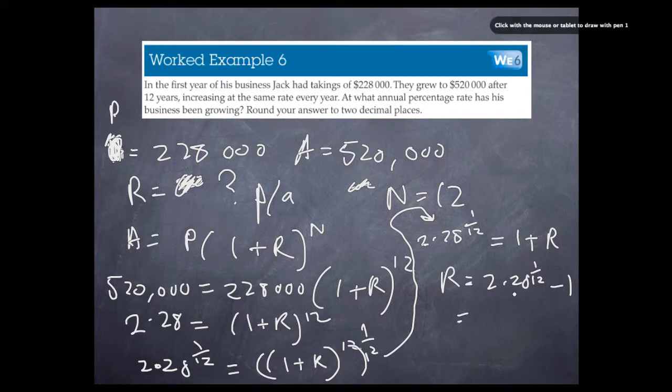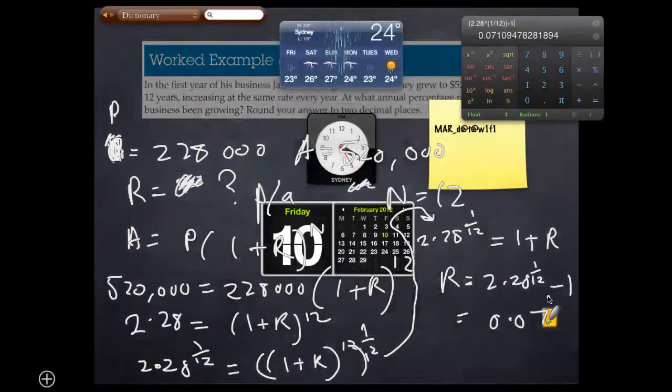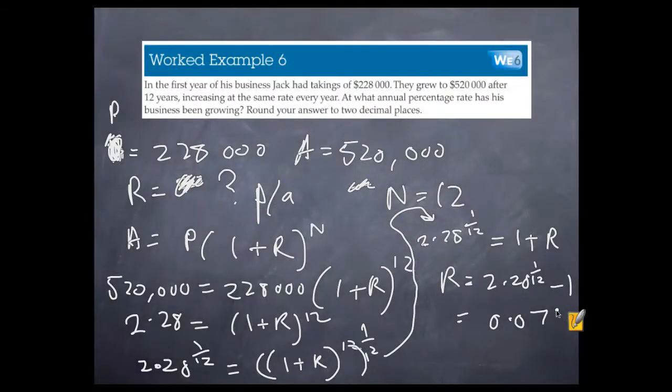So we get 0.071. Now we multiply this by 100 to get its percentage figure. So we get 7.1%. Easy. Let's move on.